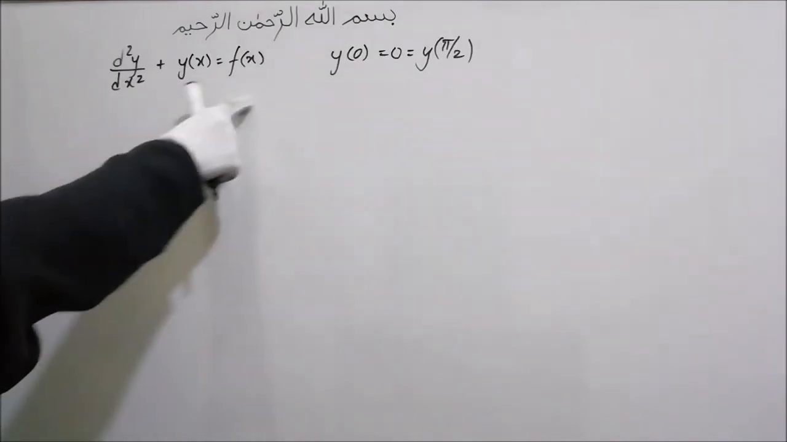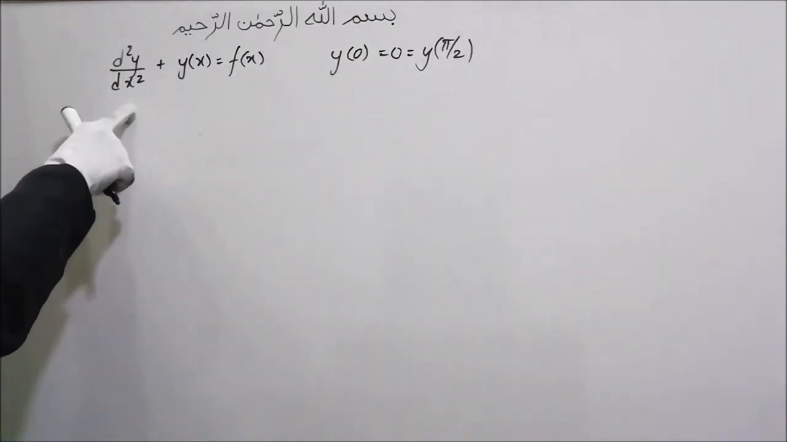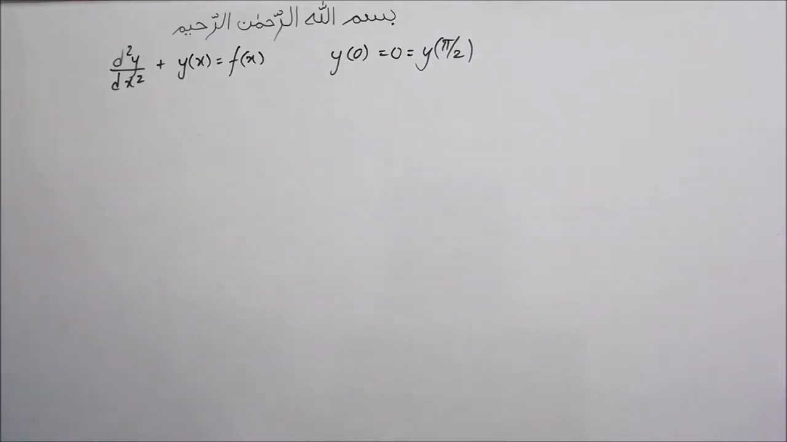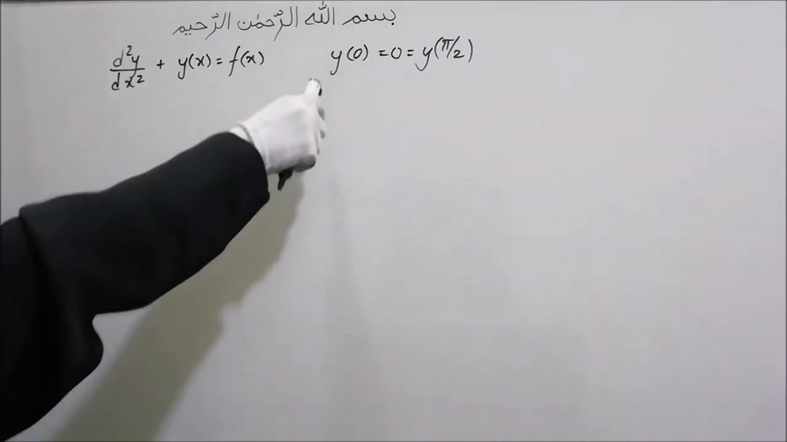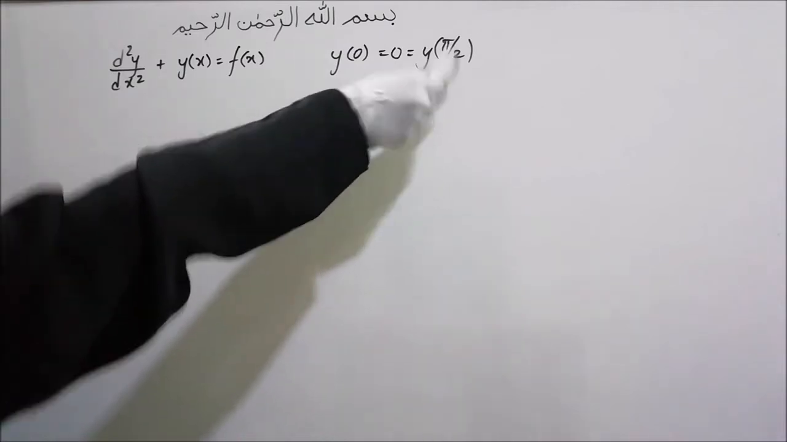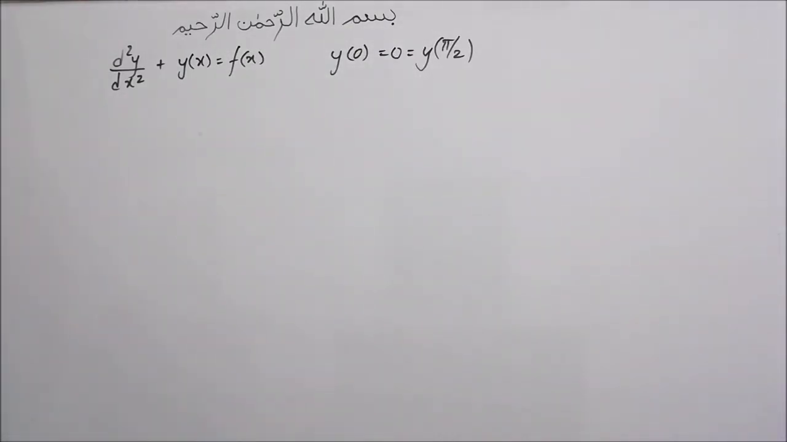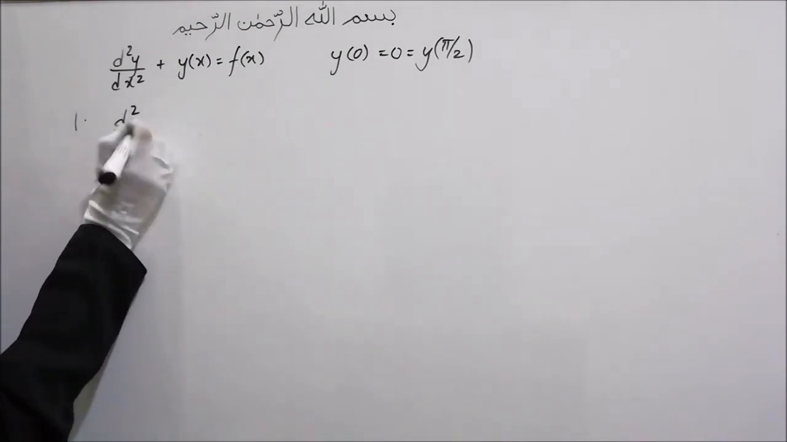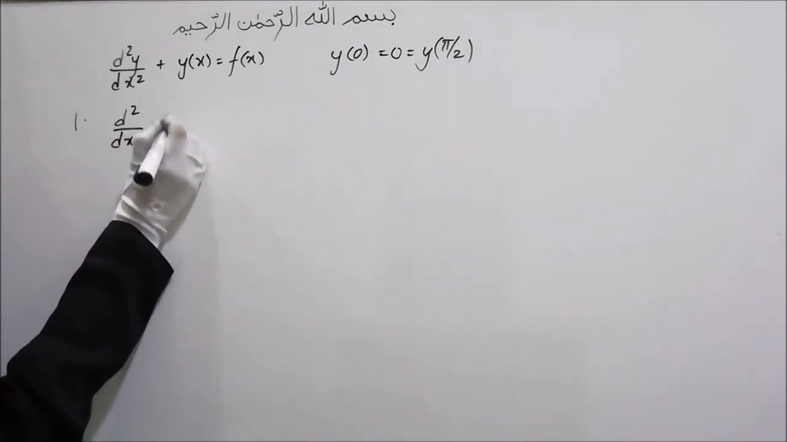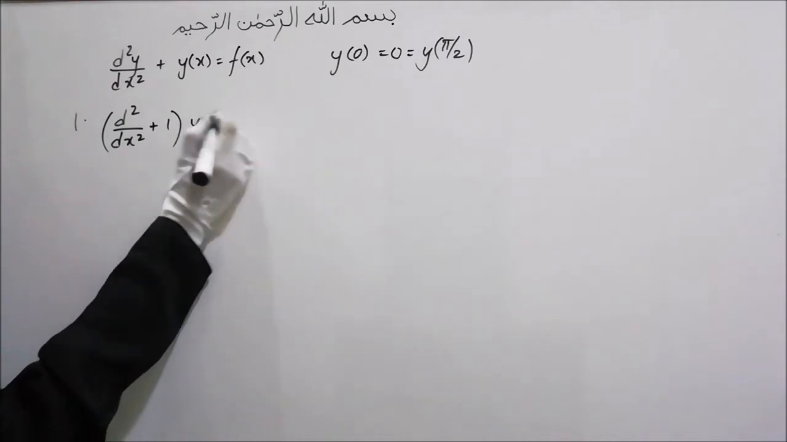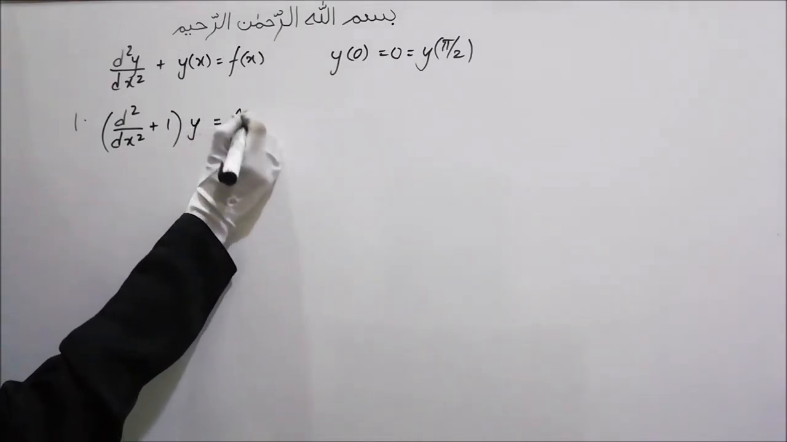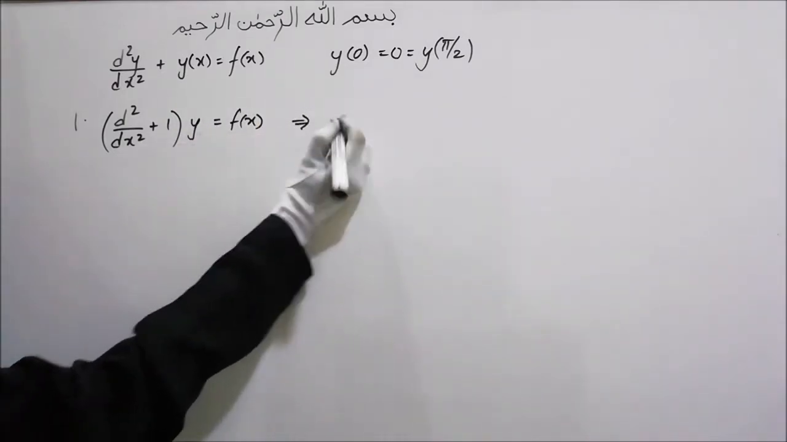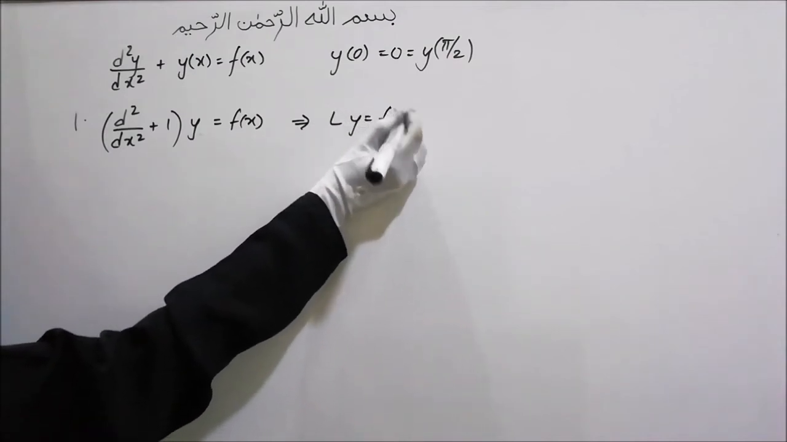So this is the equation which is given to us: d squared y by dx squared plus y equals f of x, and the boundary conditions are y of 0 equals 0 equals y of pi by 2. We have to find the Green's function. Step 1 is finding the solutions of y. We can write this equation as d squared upon dx squared plus 1, operating on y, equal to f of x. This is nothing but Ly is equal to f of x.